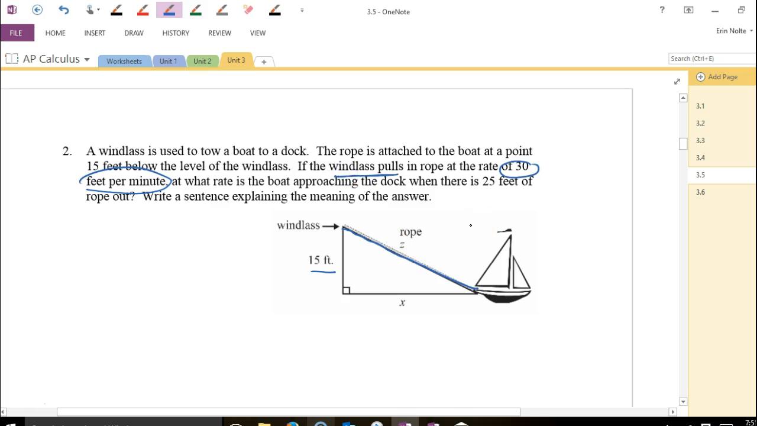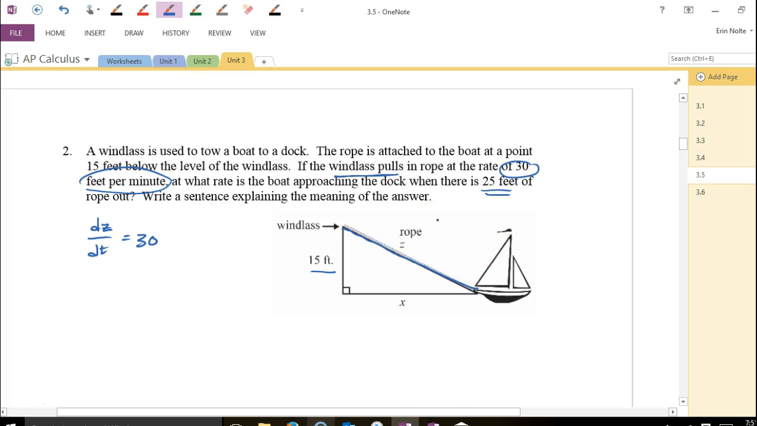Okay, so I can say immediately that the variable representing the rope is z. So I can say that dz/dt is equal to 30 feet per minute. So at what rate is the boat approaching the dock when there is 25 feet of rope out? Okay, write a sentence to explain the meaning of your answer.